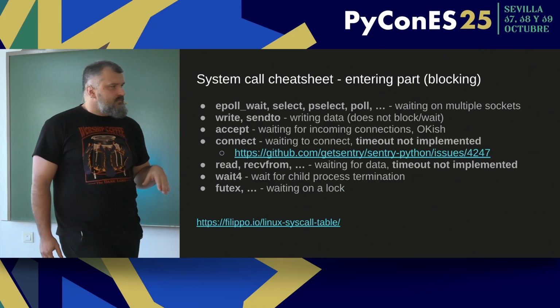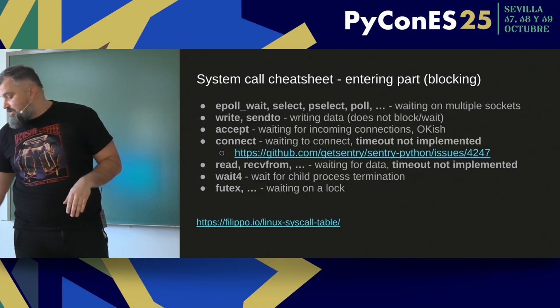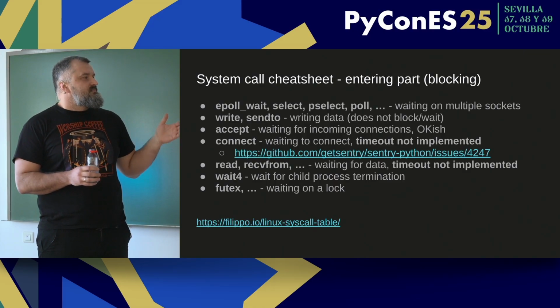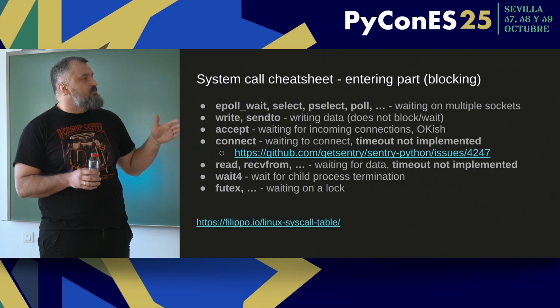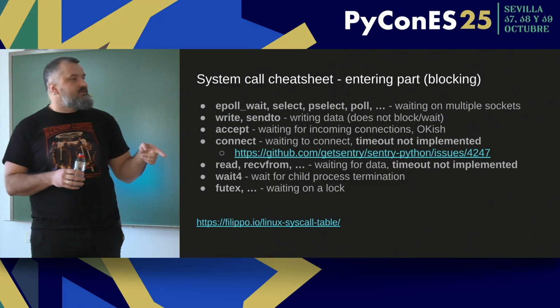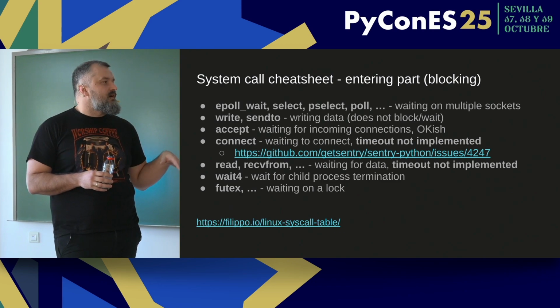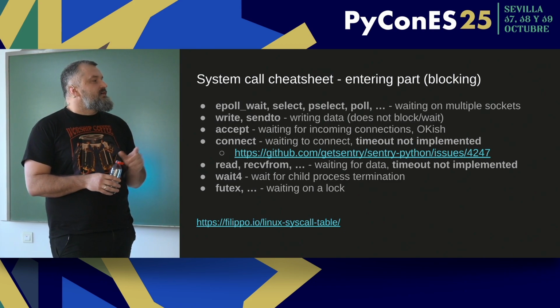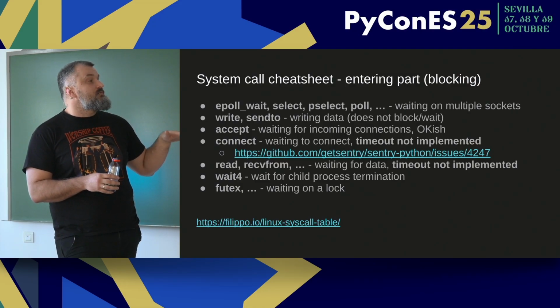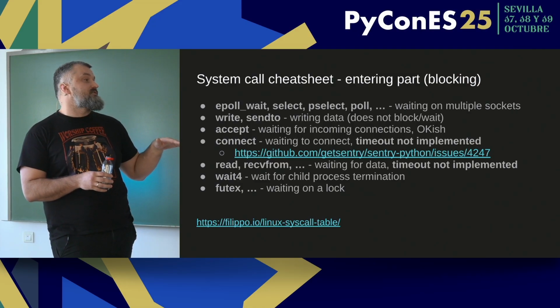Then the accept system call, which accepts the incoming connections. Most of the time, most applications implement this in a non-blocking way. However, if it's in a blocking way, it's okay, because if you have problems, you discover them quickly. The next one is more interesting because connect connects to the outside server, to a specific IP and port. And if you see connect being stuck, it means that the timeout has not been implemented. And this is a really, really serious issue.